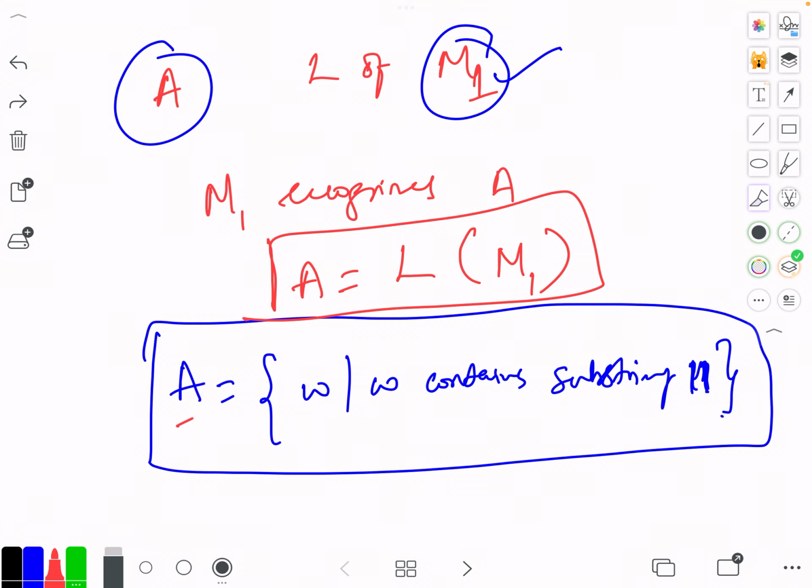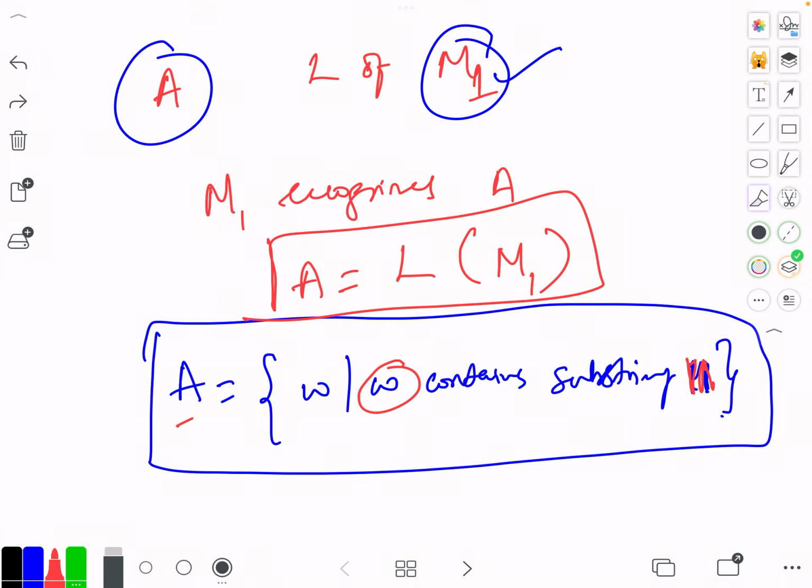A, where W contains the substring of two consecutive ones, and that's how the finite automaton accepts that particular kind of string, and why it doesn't accept the other string.